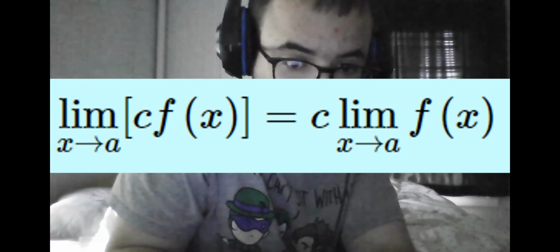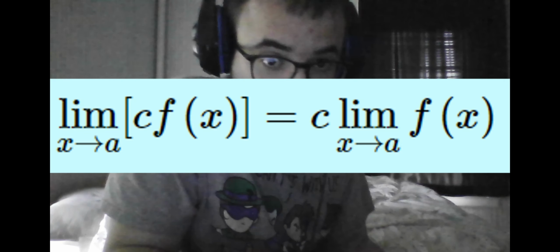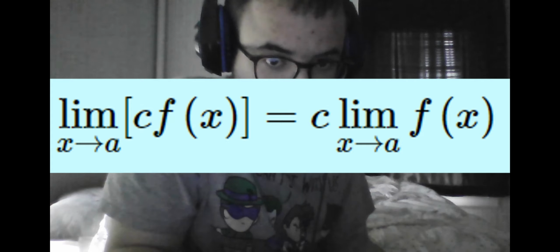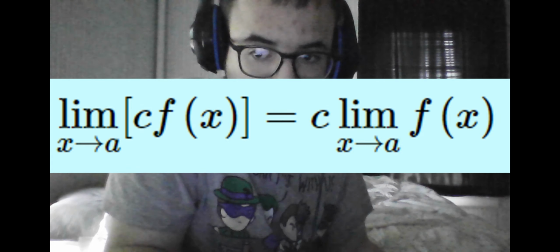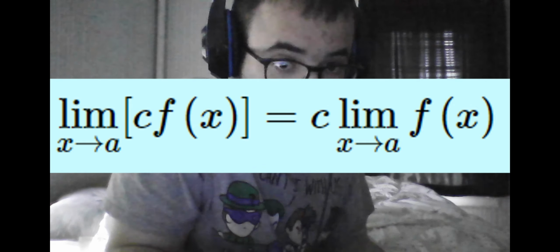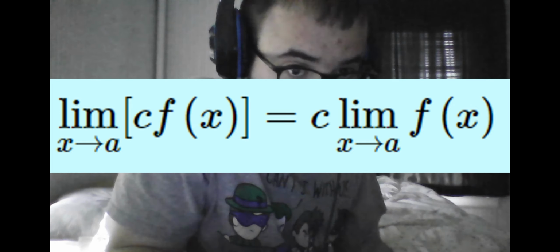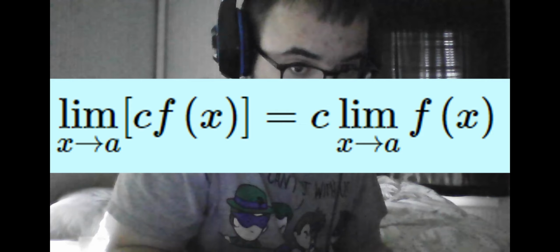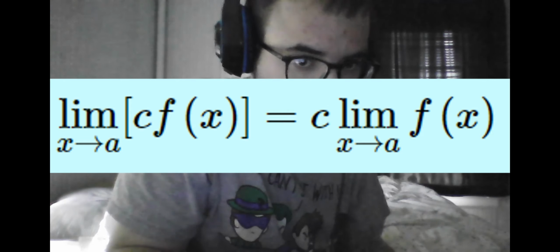Lastly, we can prove that we can factor a constant out of a limit, as it is simply a special case of multiplication of functions, where one of the functions is a constant. And the first thing we proved in this video was that the limit of a constant is exactly equal to the value of that constant.